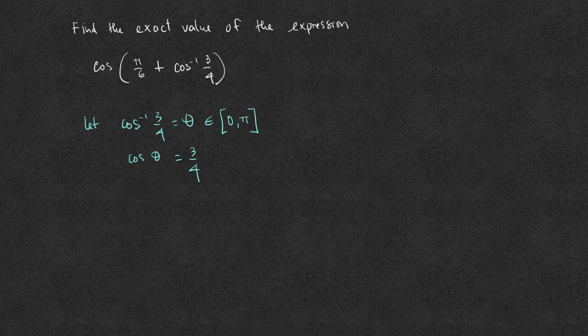We will use the addition formula for cosine, which states that cosine of the sum is cosine of the first angle times cosine of the second angle minus sine of the first angle times sine of the second angle. But first, let's replace the inverse with theta. Then, this is now much simpler: cosine of pi over 6 times cosine of theta minus sine of pi over 6 times sine of theta.